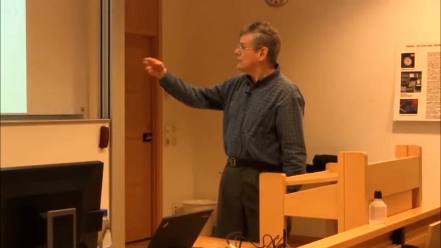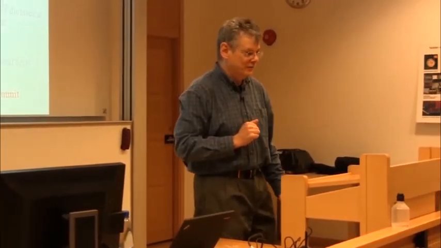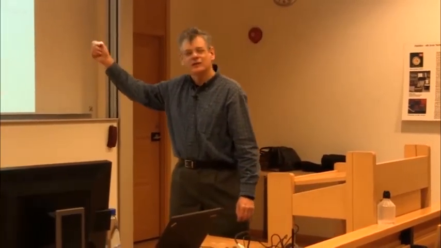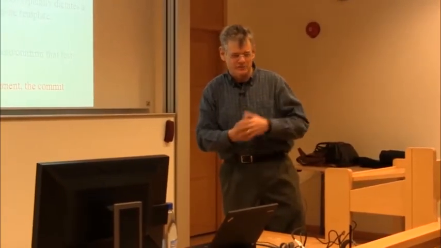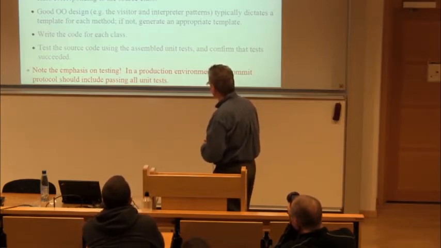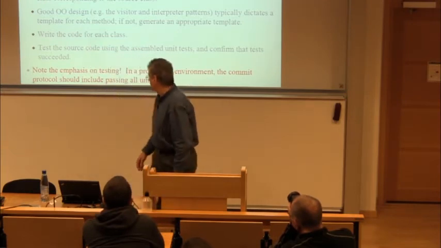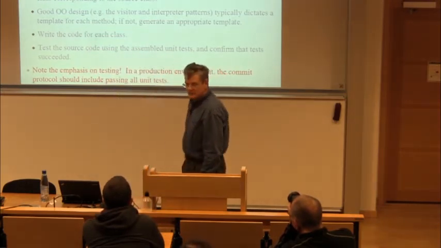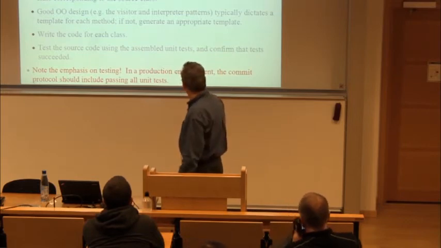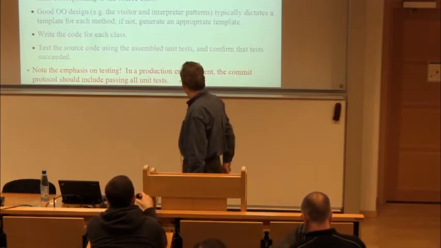And then it turns out good OO design already dictates most of the information that we had in our templates for the functional world. I'll be glad to show you that on the board. But there are a few cases where you have to think a little bit about exactly what the gross structure of this method should be. And in that case, you do write a little template code. Then you fill in the templates, fill in the slots, writing the actual code, and then you test using these unit tests and confirm the tests succeed. And again, testing is just woven all the way through this.